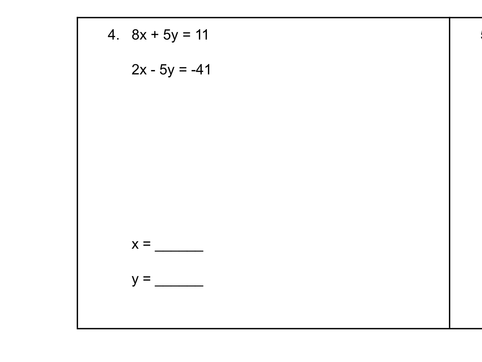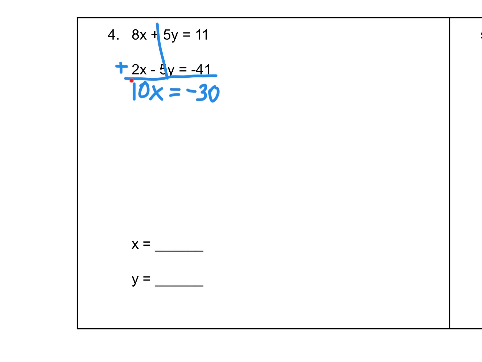So take a moment, add these equations together, try to solve for x, and then plug it back in to solve for y. Otherwise, that's going to look like this. I'm going to add my equations together. 8x plus 2x is 10x. The 5y minus 5y becomes 0y. And 11 minus 41 is a negative 30. And now 10x equals negative 30.